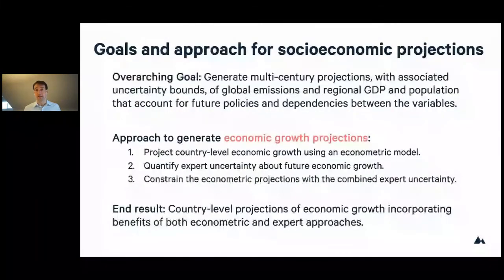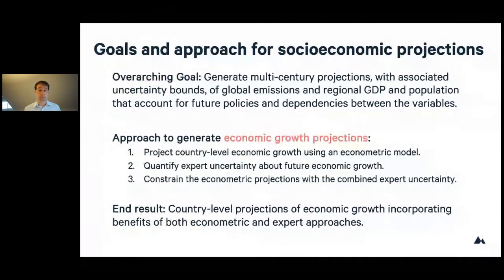So we are implementing that set of recommendations, and our overarching goal is to generate multi-century projections with associated uncertainty bounds of global emissions and regional GDP and population that are also attempting to account for future policies and dependencies between the variables. It's certainly no small feat. And we're doing this for all the different components, but today I'm just going to give you a window into the work we've been doing specifically on the economic growth projections to give you a sense of what the work stream has been like.